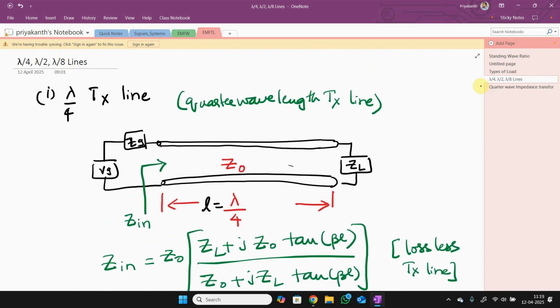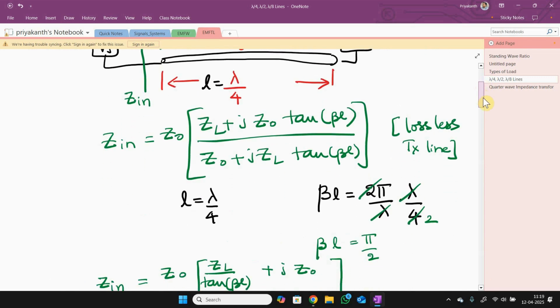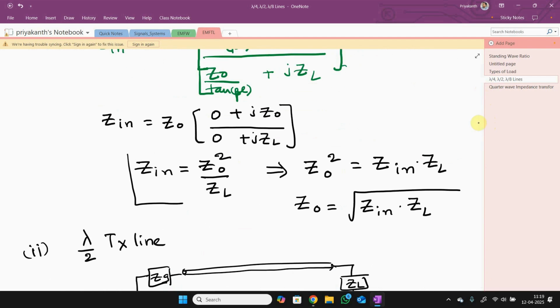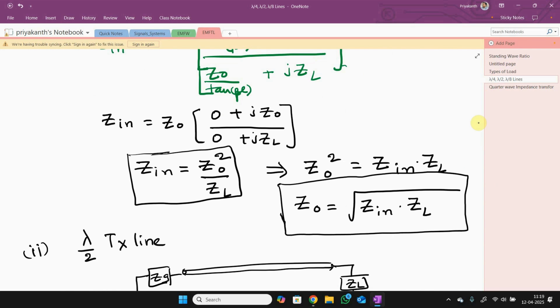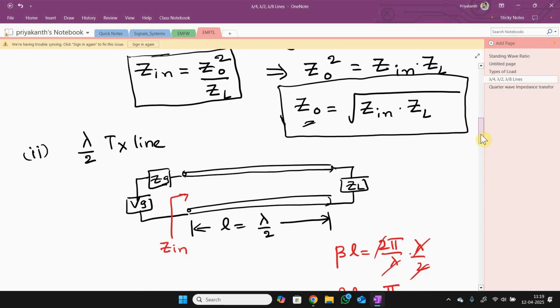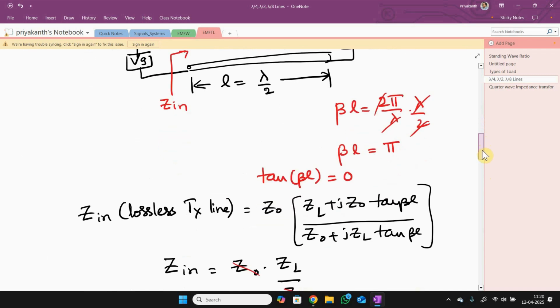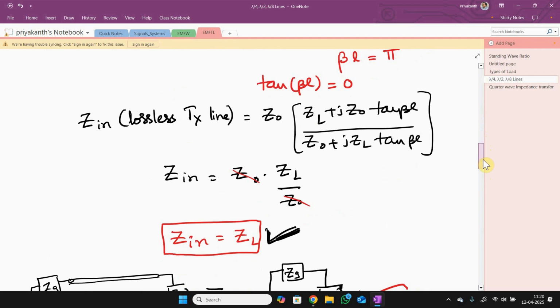Just recollecting, we are verifying the input impedance for different transmission lines having different lengths. The first case is quarter wavelength, and we found that the input impedance for a quarter wavelength is Z0 square by ZL, where Z0 is the characteristic impedance and ZL is the load. And from that we derive one more formula that if Zin and ZL are known, then we can easily calculate the characteristic impedance for a quarter wavelength transmission line. Next we took half wavelength transmission line. Again we found the input impedance of a lossless transmission line. It is clear that Zin is equal to ZL.